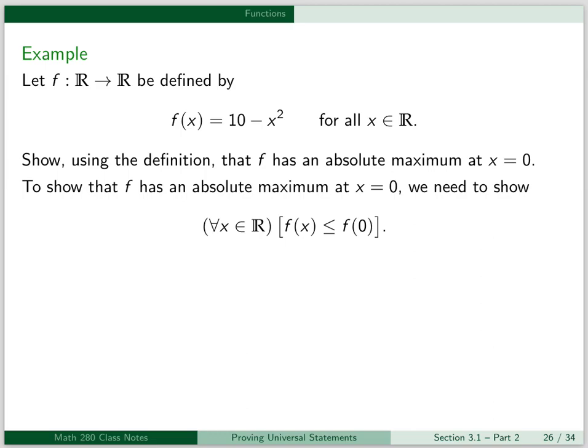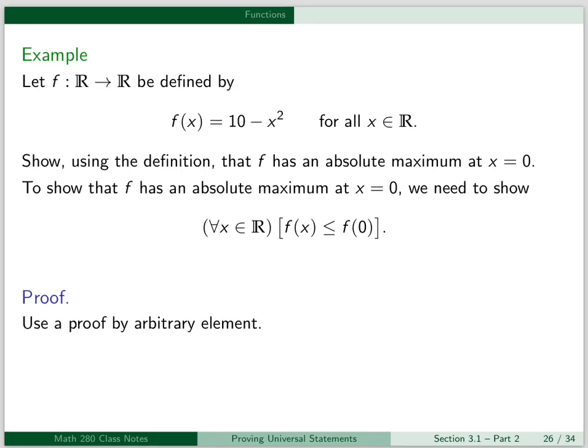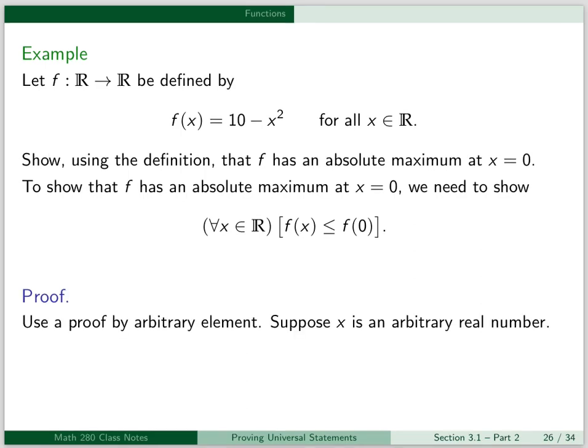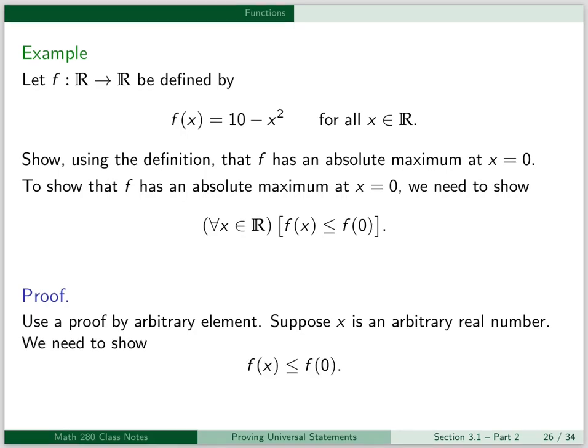So to show that f has an absolute maximum at x equals 0, we need to show for all x in R, f of x is less than or equal to f of 0. So we're going to use a proof by arbitrary element. Suppose x is an arbitrary real number. We need to show f of x is less than or equal to f of 0.